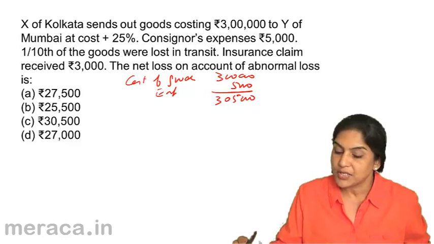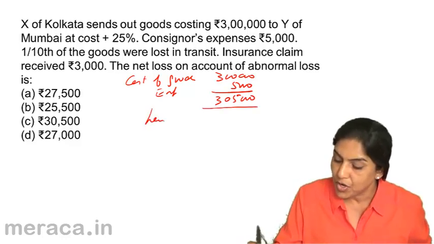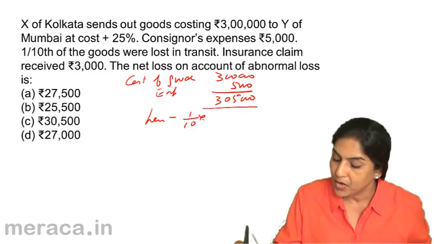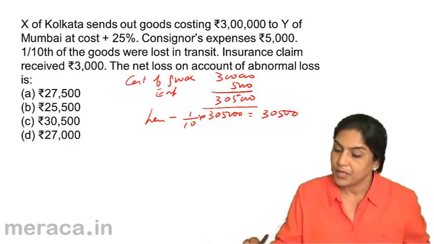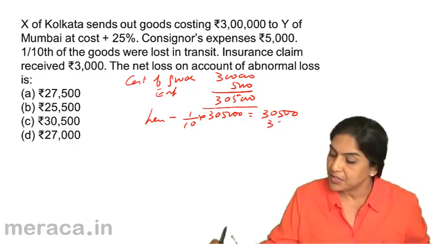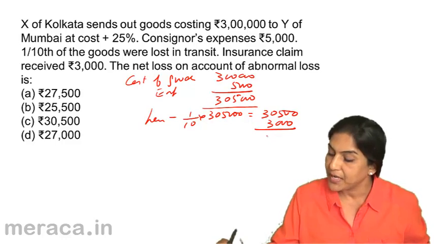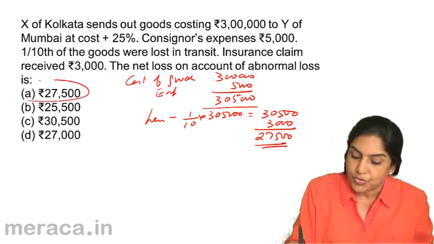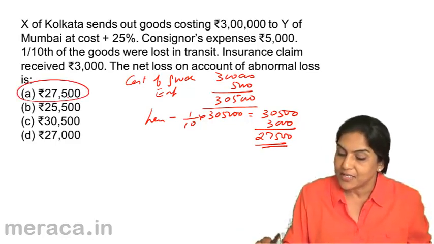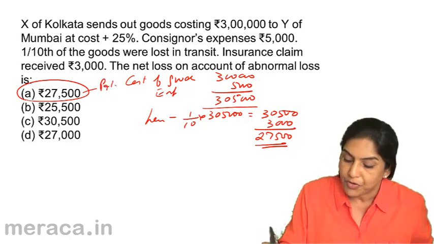1/10 is lost in transit. So the loss is 1/10 of 3 lakh 5,000, which is equal to 30,500. Insurance claim is 3,000. Therefore, the net abnormal loss would be 27,500. So option A, 27,500 is the net amount which would go to general profit and loss.